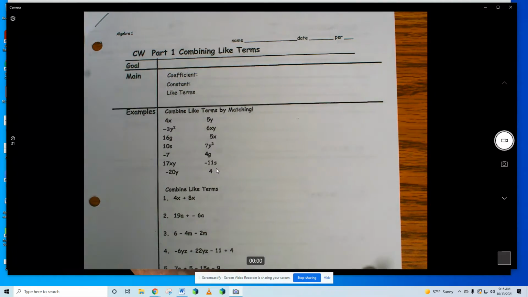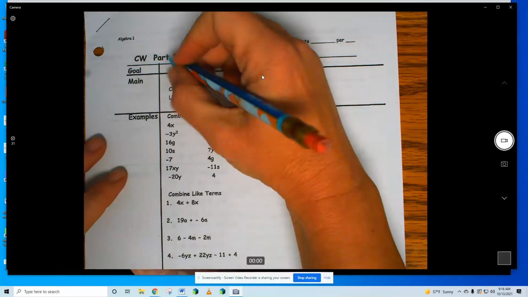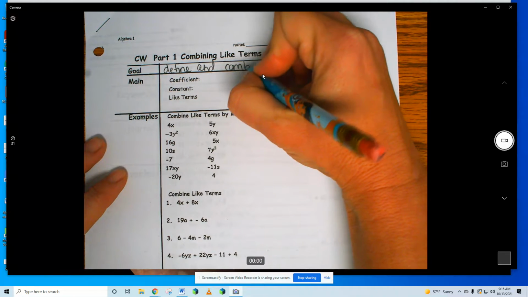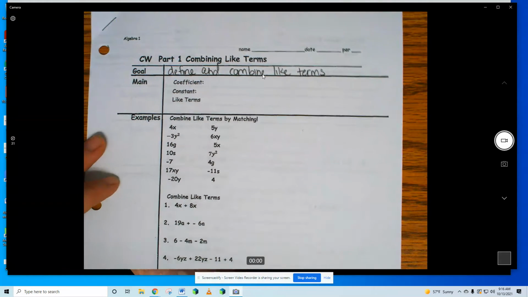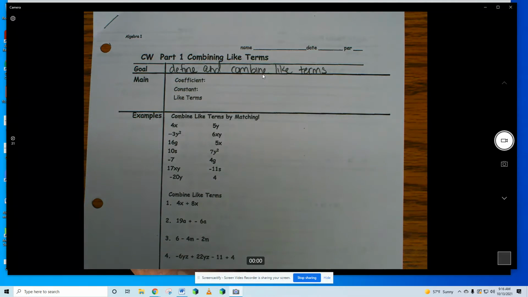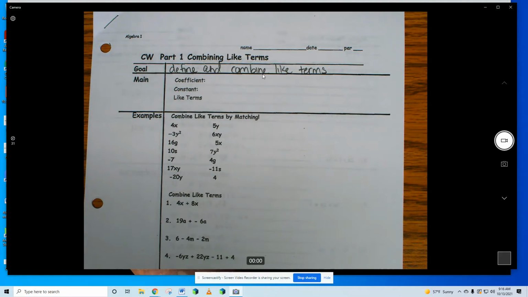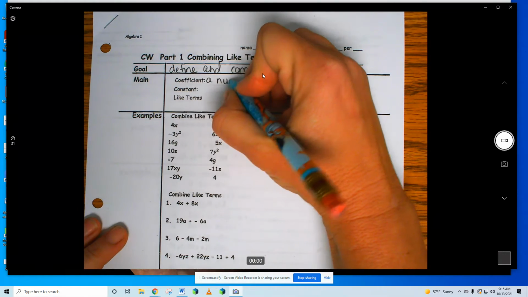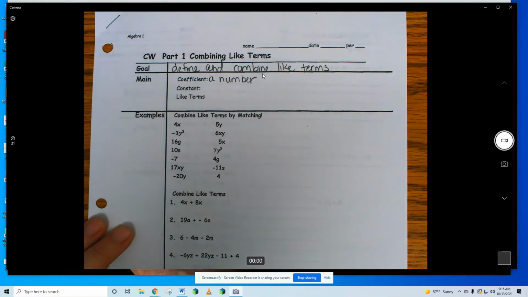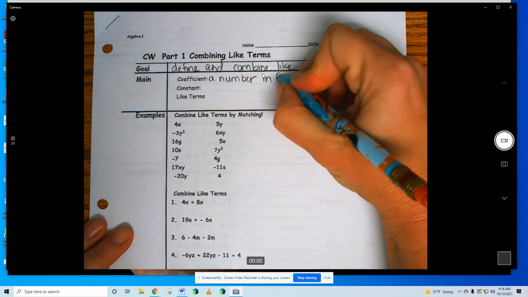Our goal is to define and combine like terms. So as this goes, we've got 3 definitions here. Our word coefficient. A coefficient is a number in front of a variable.